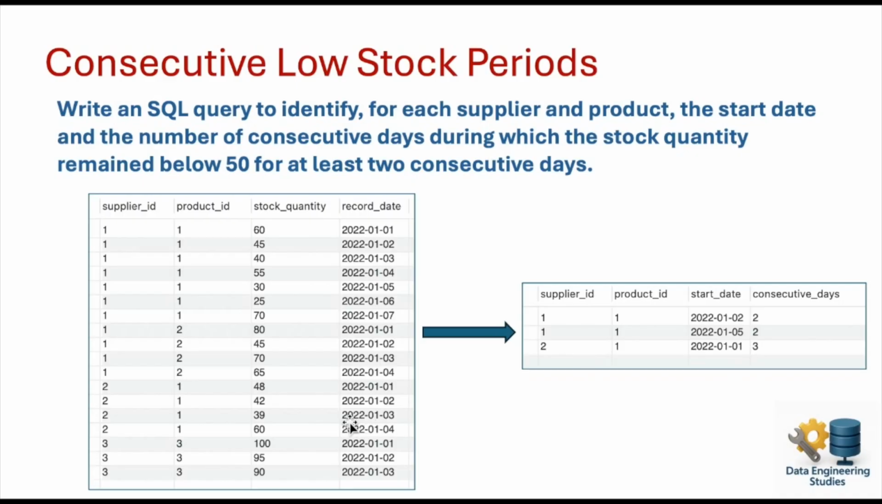And for the remaining records, the quantity is greater than 50. So we don't consider these records in our output. And here is our output. I hope the question is clear. Now let's get into the implementation.